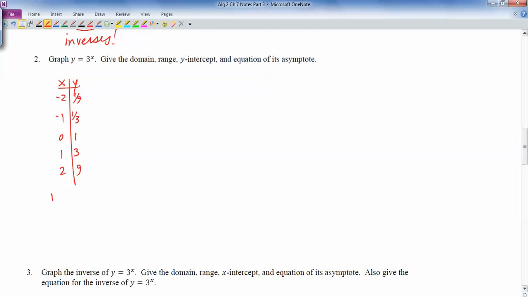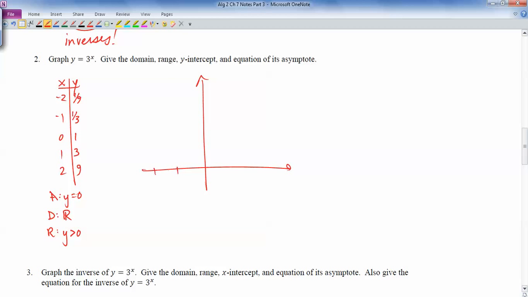The asymptote, it's a parent function, so that's just going to be y equals 0. Domain is all real numbers. Range is going to be y is greater than 0. And then what we need now is just to graph it. Okay, so let's graph it.